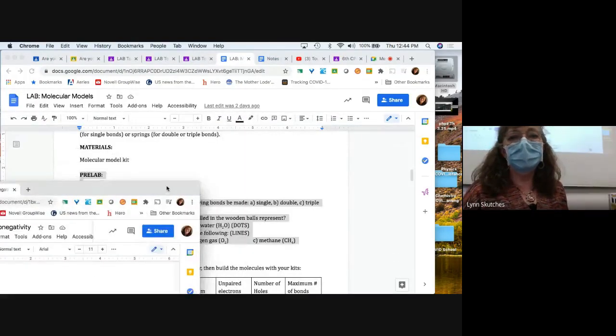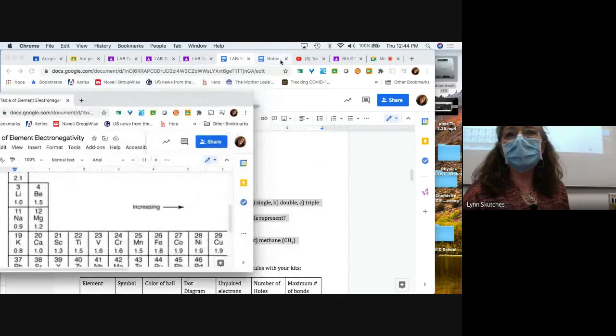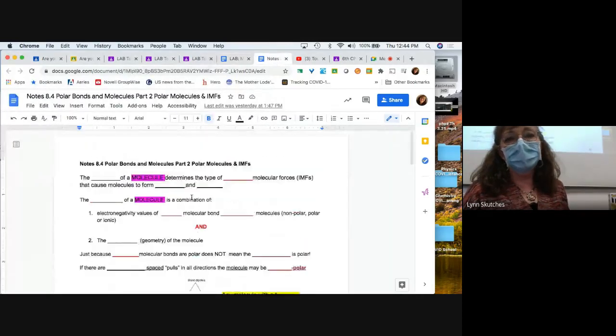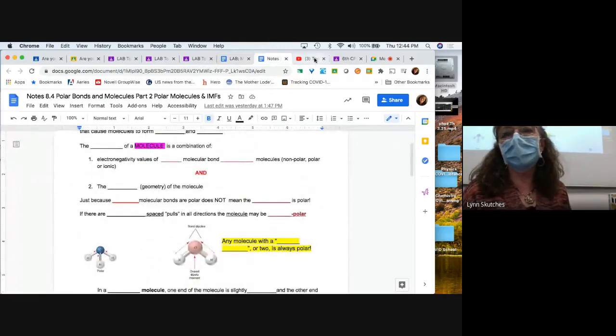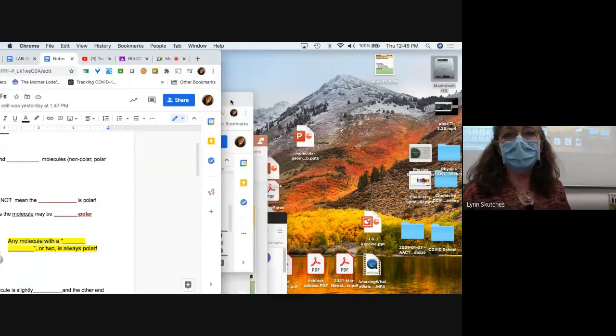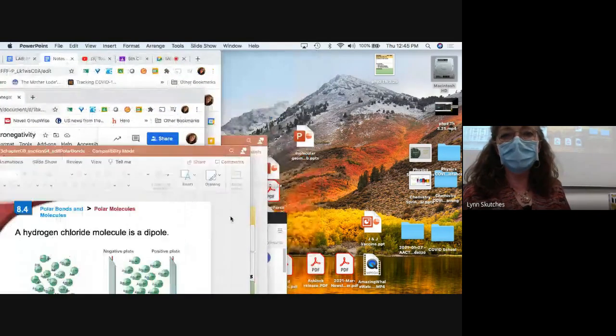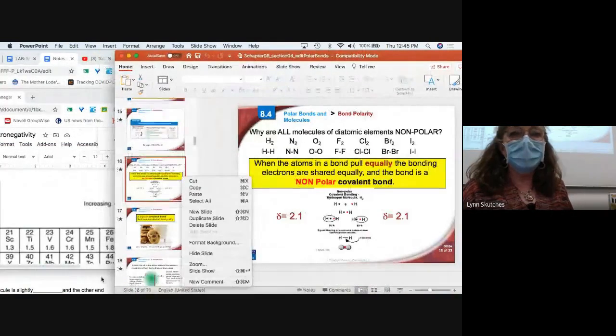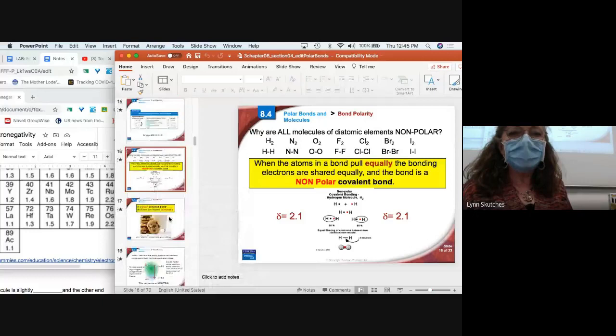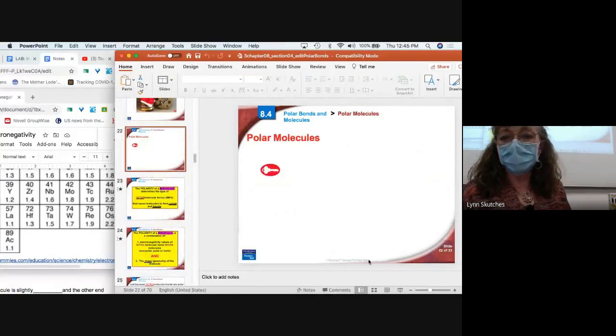The notes are here, and we're not going to get all the way through these today either, but we'll get started on them. Okay, let's get rolling. So we were talking about, that's my electronegativities, where is it? There it is. We were talking about bond character, what type of bond exists between the atoms.